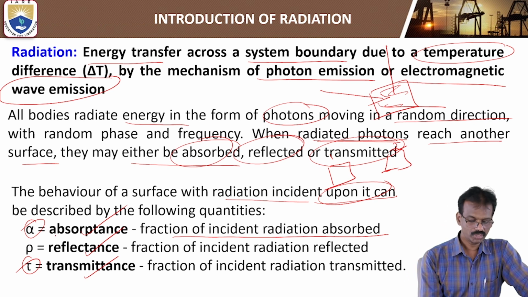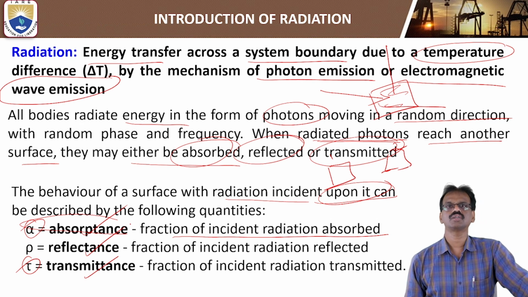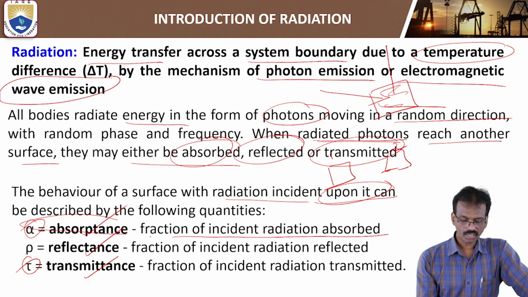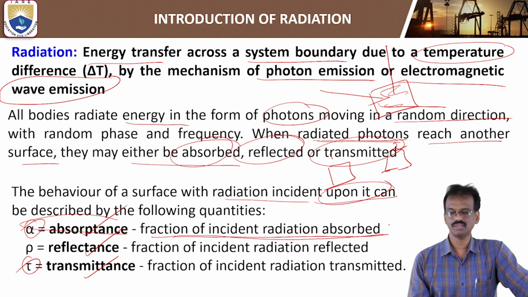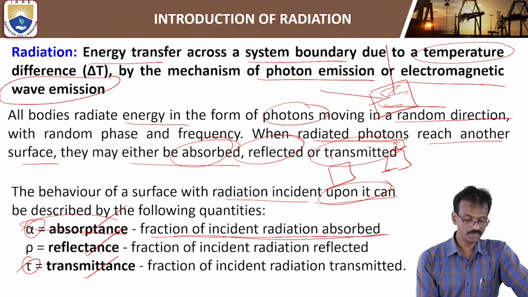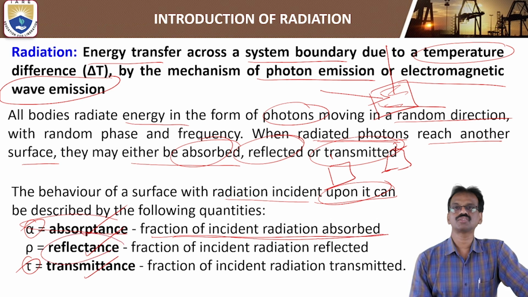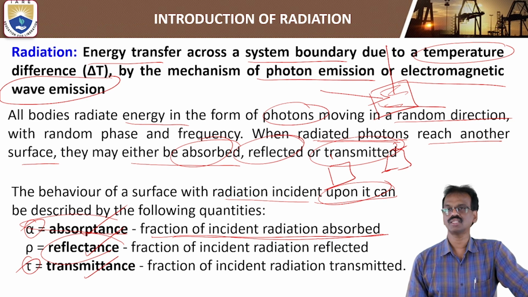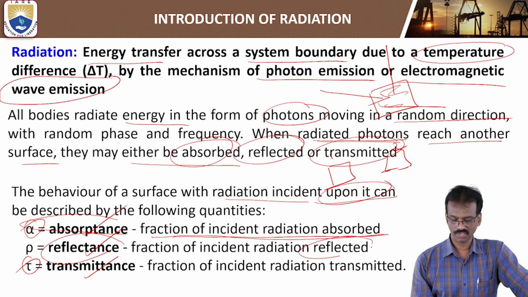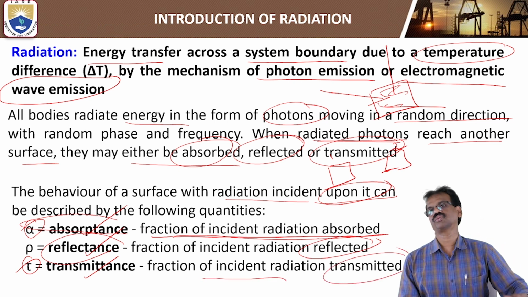So first of all, we see what absorption is. Absorption is nothing but the fraction of incident radiation absorbed. Similarly, reflectance means the fraction of incident radiation which is reflected, and transmittance is the fraction of incident radiation which is transmitted through the surface.